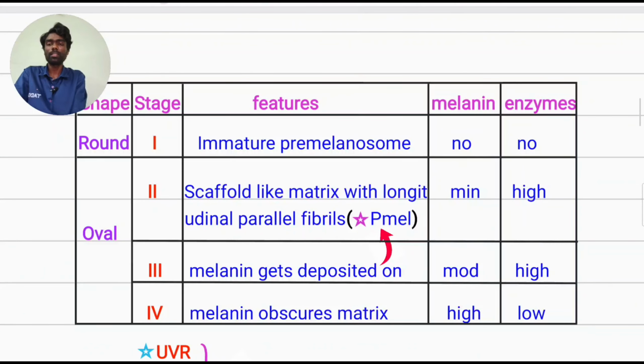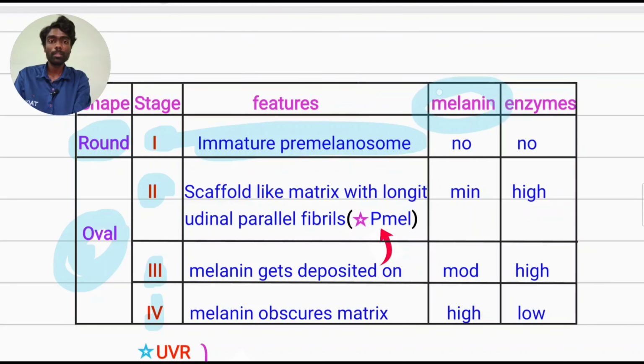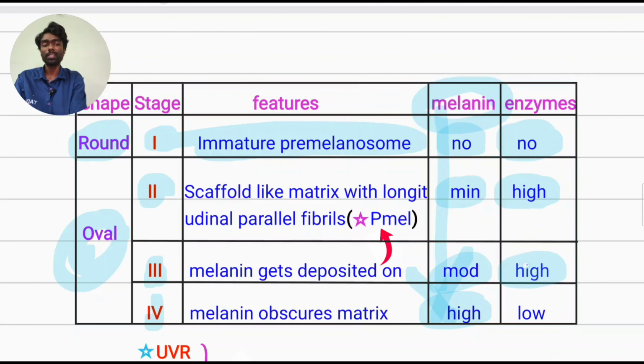Here you can see all the features which I have described. Stage 1, which is round, 2, 3 and 4 in oval shape. Melanin will be increasing with increasing stage. No melanin, minimal melanin, moderate melanin, finally highest amount of melanin. Enzymatic activity will be nil in stage 1, high in 2 and 3. Finally it will become low at stage 4.